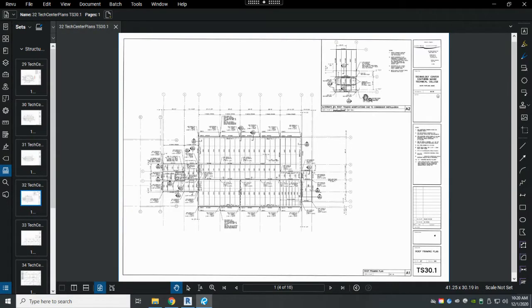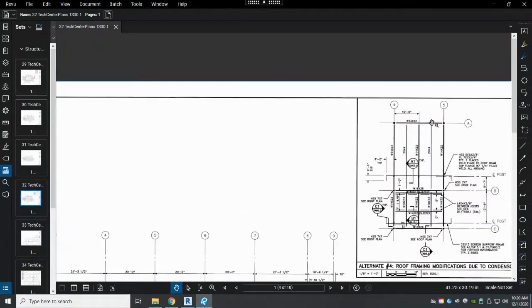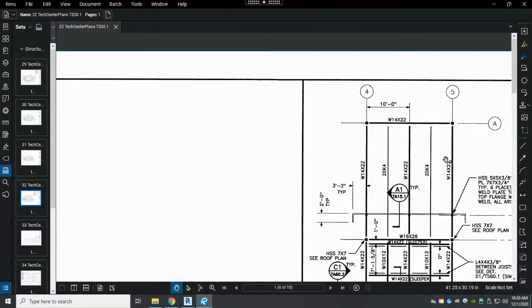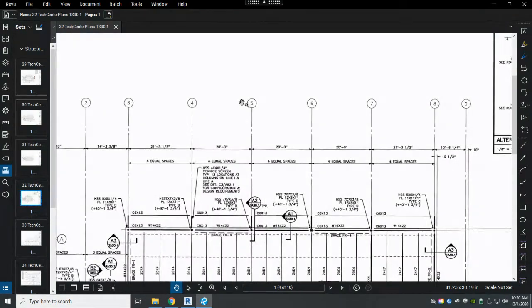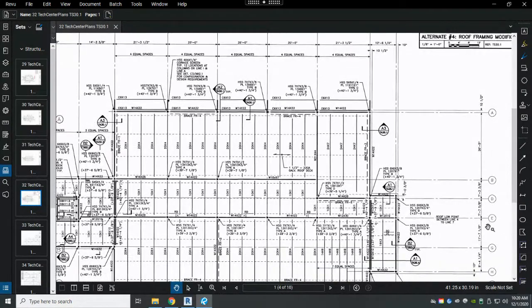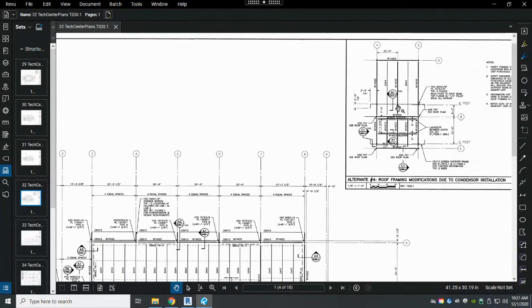The last page that we have here is between column lines 6 and 7. Oh no, actually it's column lines 4 and 5, so never mind. I took a guess and I was wrong. So between column lines 4 and 5 and column lines A, B, and E, let's see if we can locate that. Here's 4 and 5, and we have A, B, and E. Right in this area is where that new condenser is going to go. This is the alternate number 4 roof framing modification due to condenser installation, to support the condenser weight in the roof.